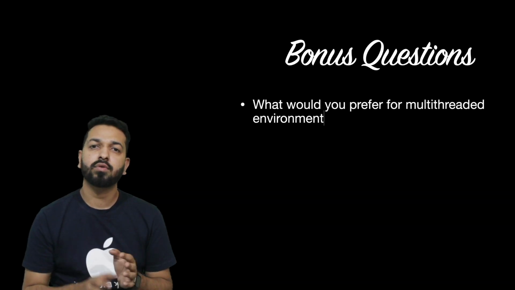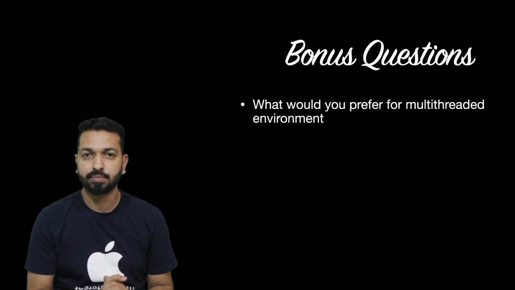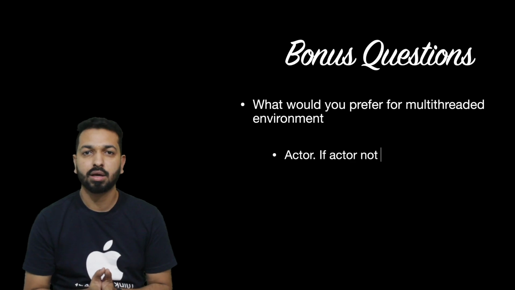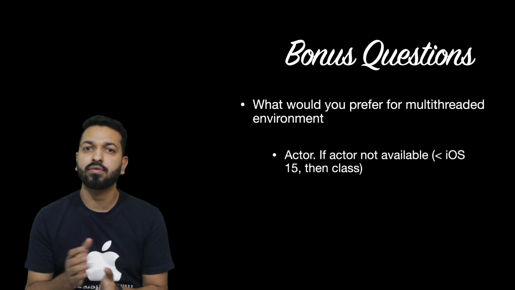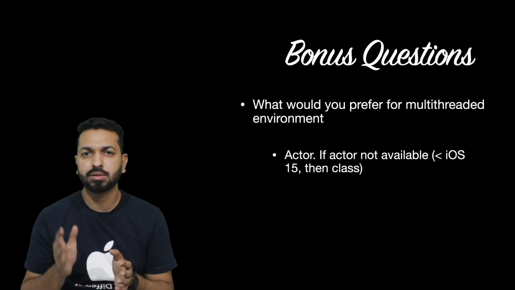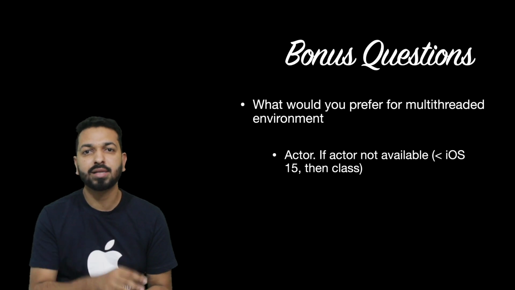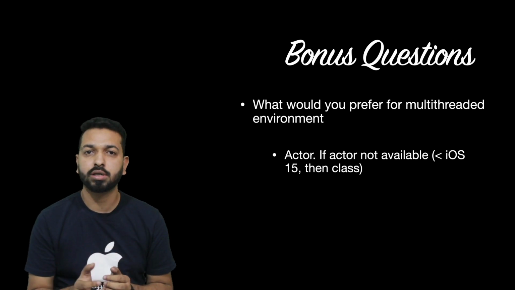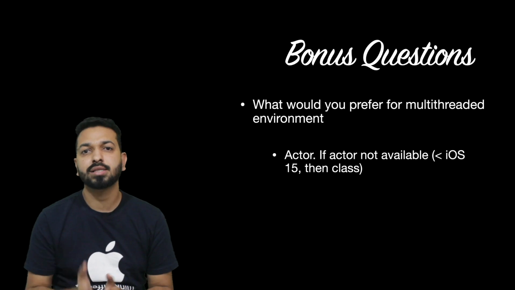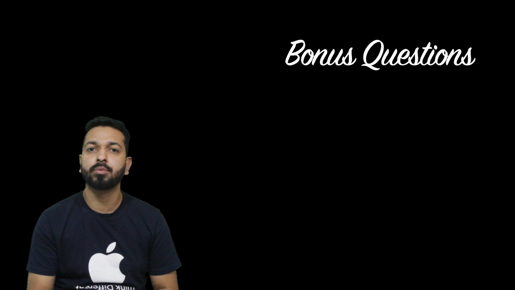The next question is that what would you prefer for multi-threaded environment for dealing with the concurrency related things? And the obvious answer should be actors, because actors deal with all those stuff automatically. You do not need to write the code for dispatch barriers, for locks, semaphores, mutex and all those. Those are already handled by actors implicitly. But if actors are not the option for less than iOS 15, then classes are something that you will go for, because structs or value type do not provide the shared mutable access.